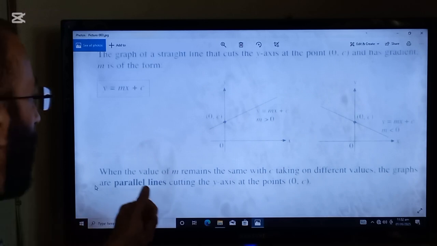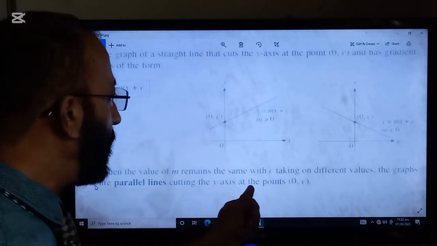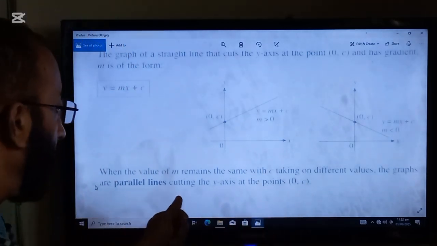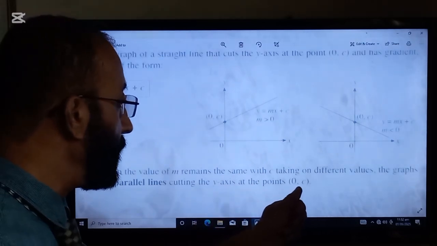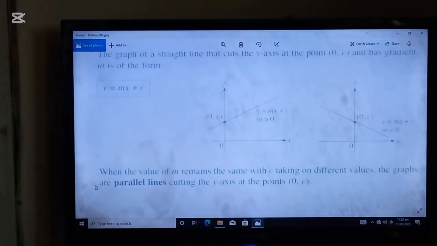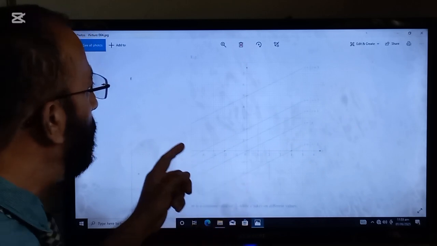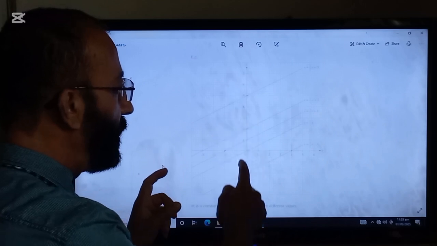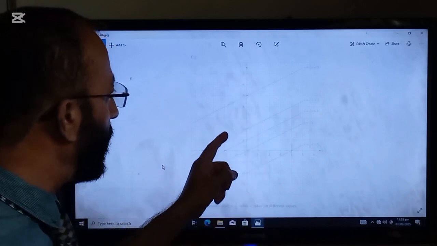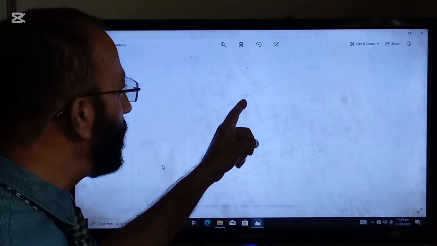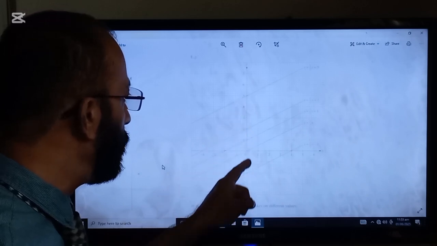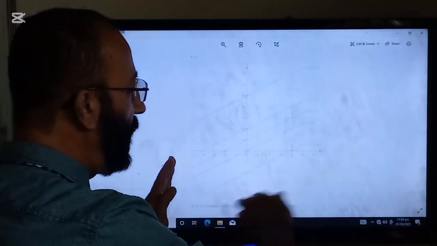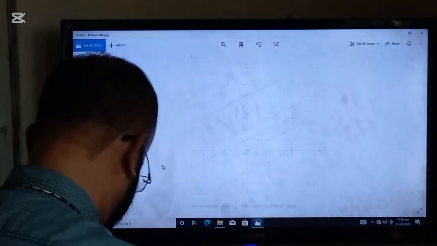When the value of m remains the same with c taking on different values, the graphs are parallel lines cutting the y-axis at the point (0, c). So this is the thing. If m remains the same, it means the gradient remains the same, but c's values are different. For example, c's value in this graph is 5, here 2, here 1, here 0, and here -2. The lines will be parallel to each other because the gradients are the same.